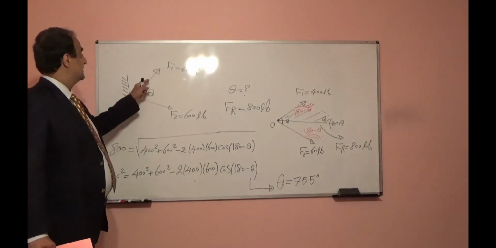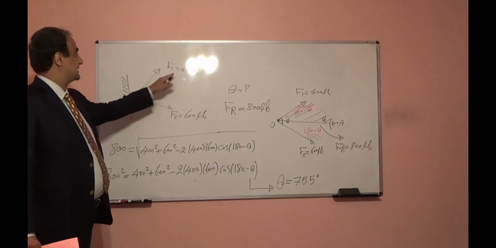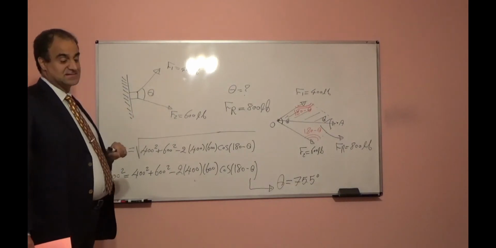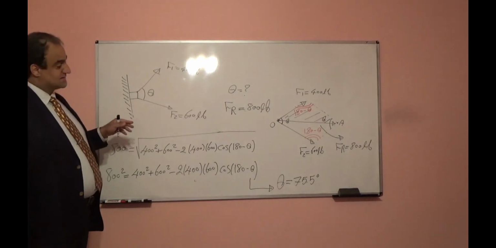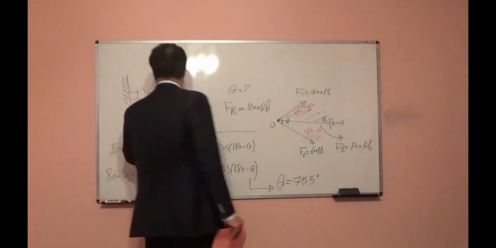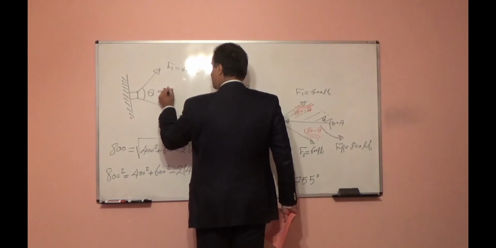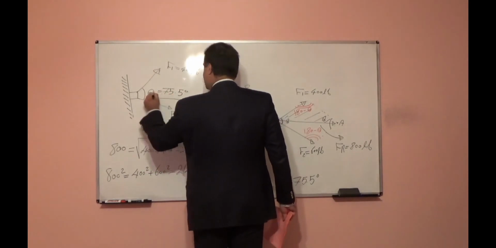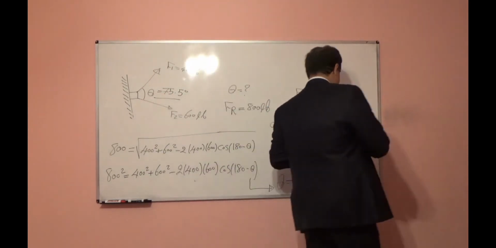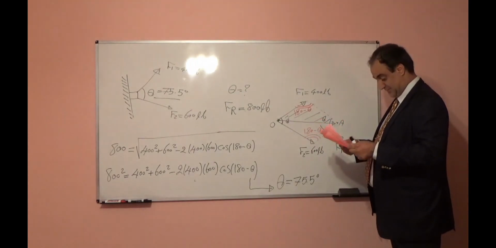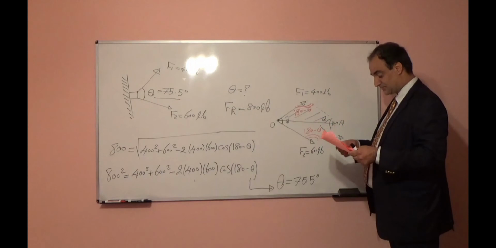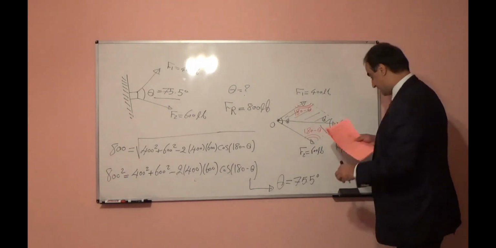So in this example, if the magnitudes of these forces are 400 and 600, and the angle between these forces is 75.5 degrees, in that case the resultant force magnitude will be 800 pounds. Next example.